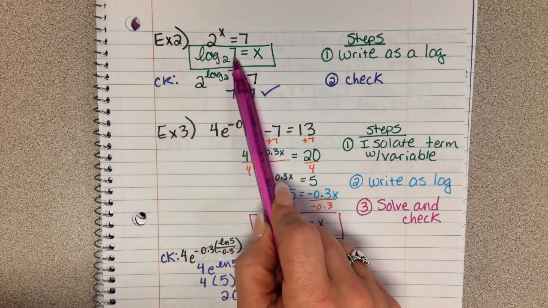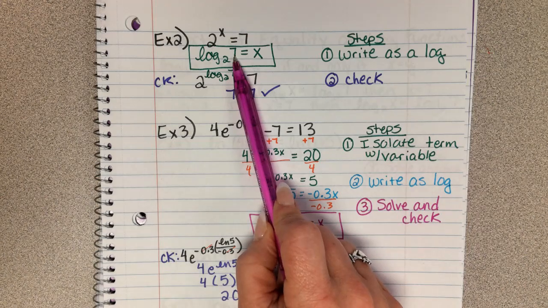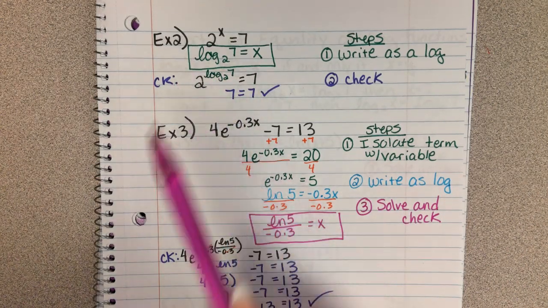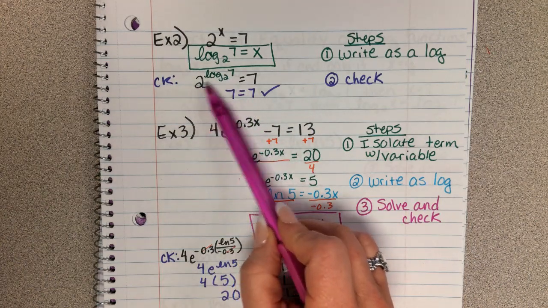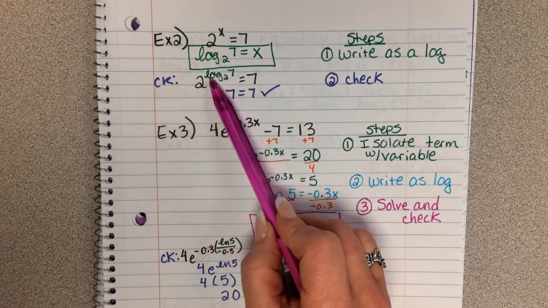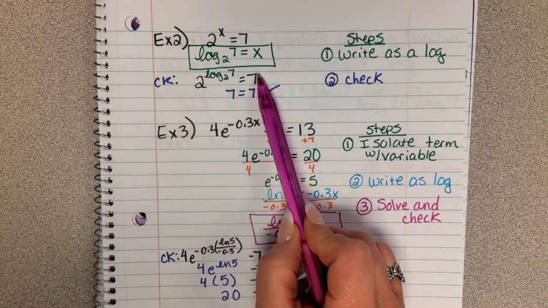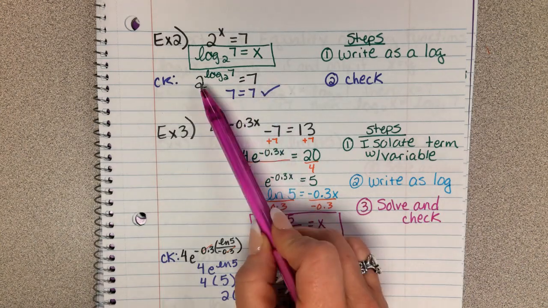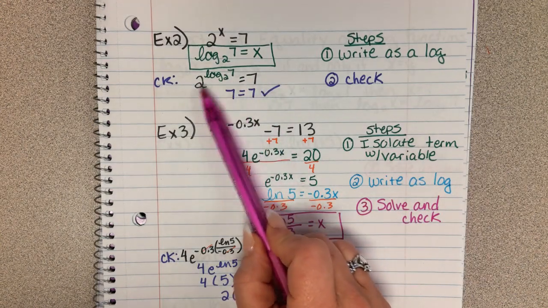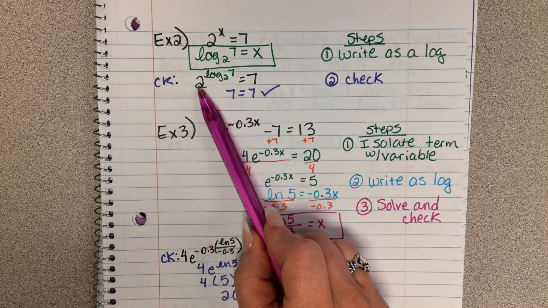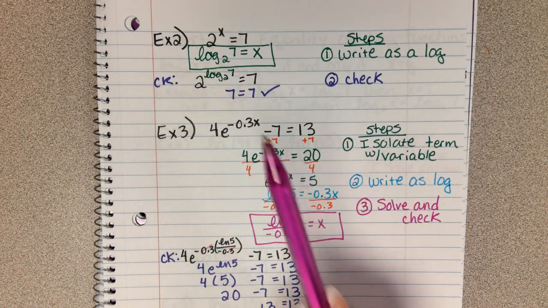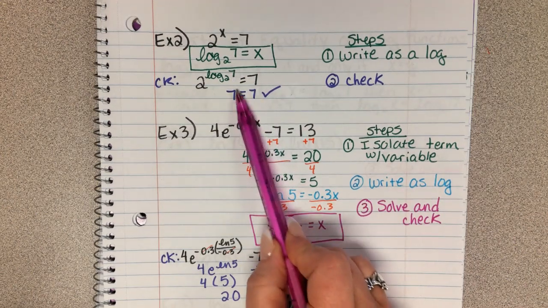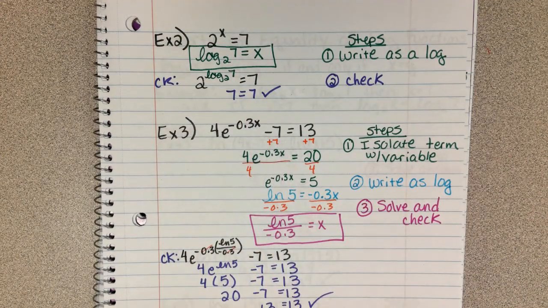Log base 2 of 7 is an irrational number. So I'm not going to write out that decimal. I'm just going to leave it as is so that it's in its most exact form. When I check this, the exponent now is log base 2 of 7. So I have 2 to the power of log base 2 of 7 is equal to 7. And we know from the inverse property of logarithms that when you have the same base in your logarithm and in your actual base, that these two bases essentially cancel each other out and you're left with just the argument. So 7 equals 7.